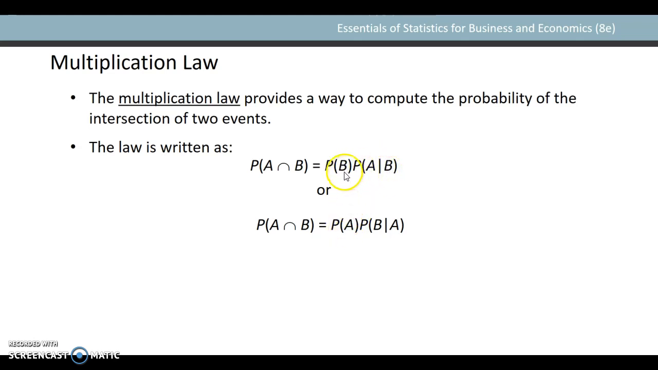So you can see here, you can do probability B times the probability of A given B, or the probability of A times the probability of B given A. You can see right here, probability of A, this conditional, A is the given. Probability of B is here, B is the given in the conditional probability.